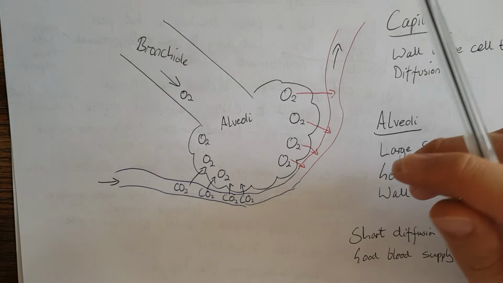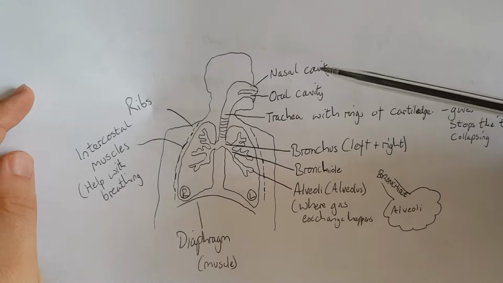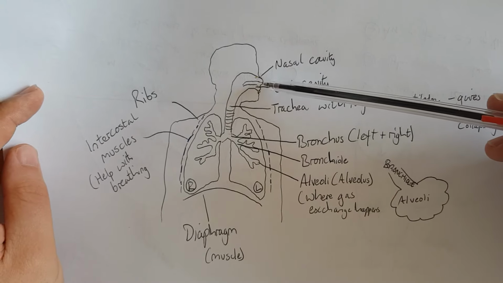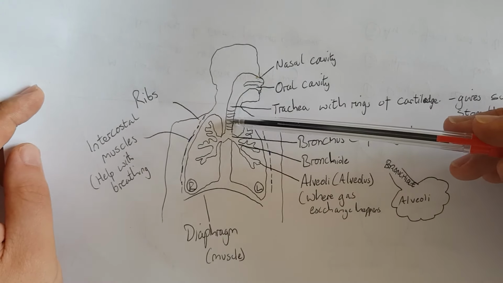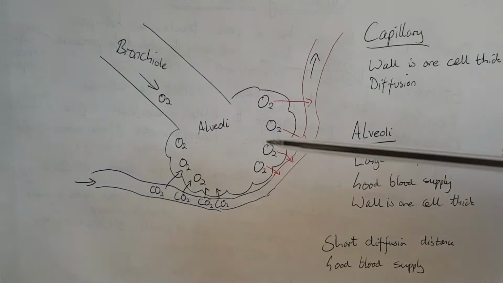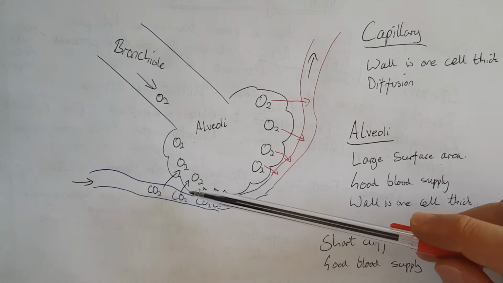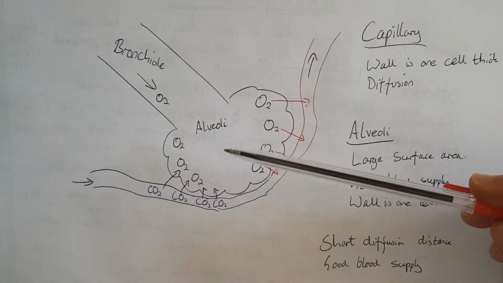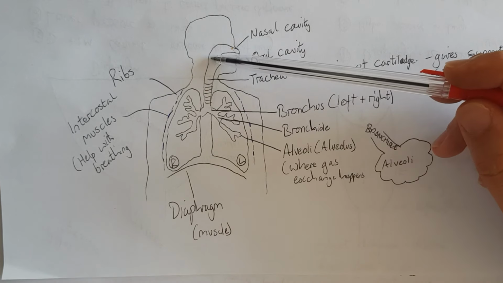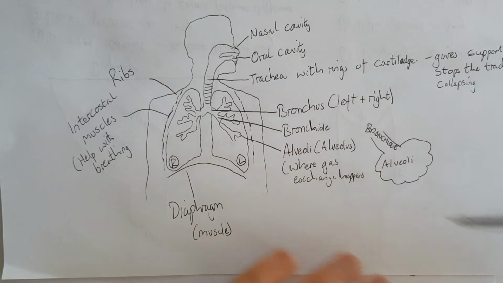So this is our process of breathing. We've looked at the structures of our lungs. We've looked at how air moves into the lungs, so the route it takes, going through our nasal cavity, to our trachea, to our bronchus, to our bronchioles, to our alveoli, where it will then diffuse across into the blood. Carbon dioxide coming out will diffuse from the blood into the alveoli. It will go up a bronchiole, into a bronchus, up the trachea, into the nasal and oral cavities, and then it will be breathed out into the atmosphere.